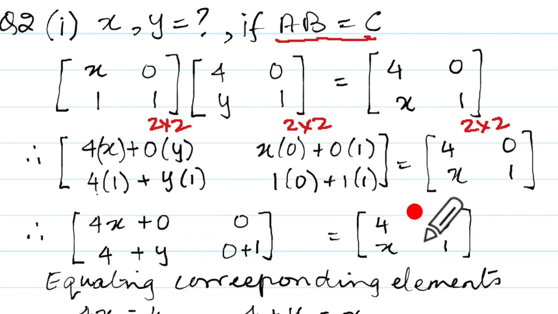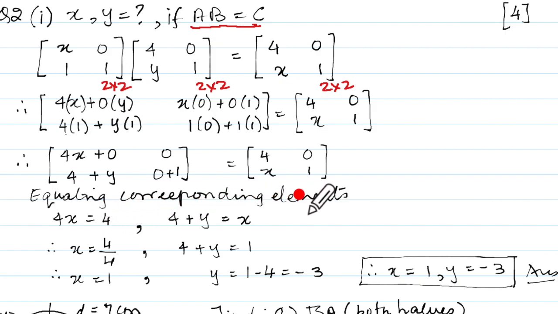Now since the matrices are equal, the corresponding elements are equal, so we equate the corresponding elements, saying 4x is equal to 4 and 4 plus y is equal to x. So we get two equations. This we will solve and we'll get x equal to 1. And this we will solve and we'll get y equal to minus 3. And then we write this as the answer statement.